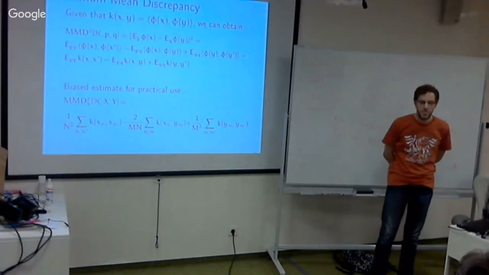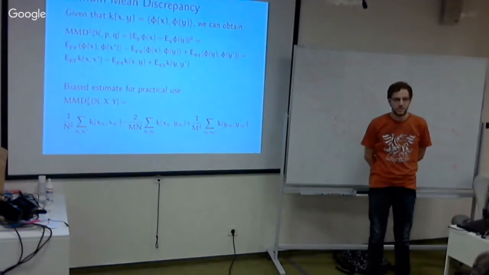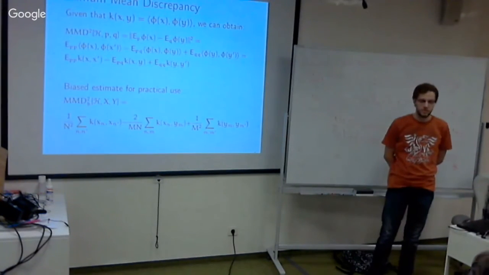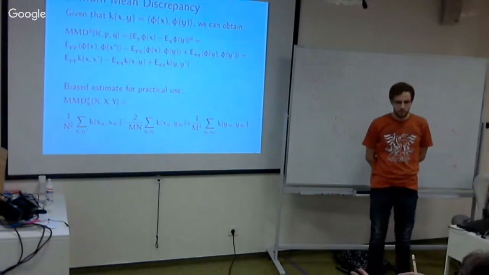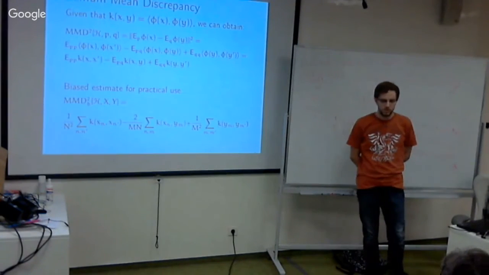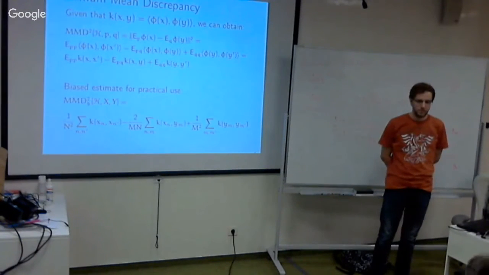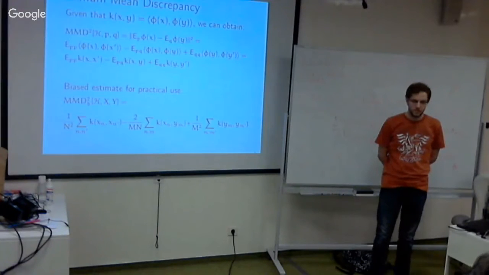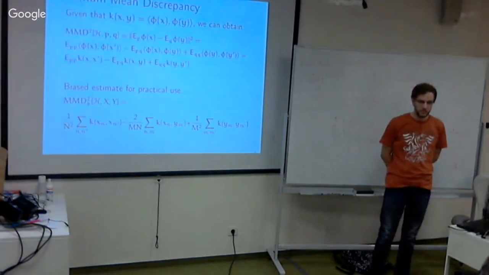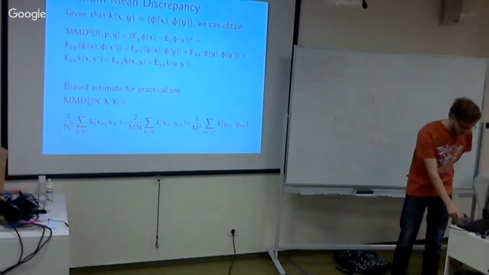So it tries to find the worst kernel with respect to which our two samples are different at most. And then we use the first network in order to minimize MMD with respect to this new kernel. So ideologically, this is pretty much the same thing. The criteria are different. And that's quite interesting.